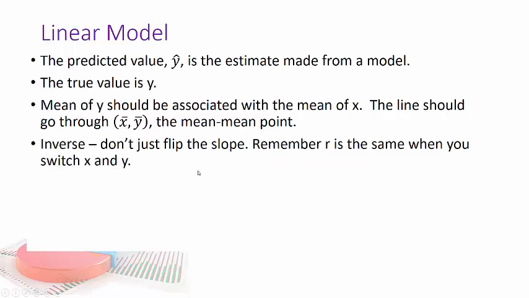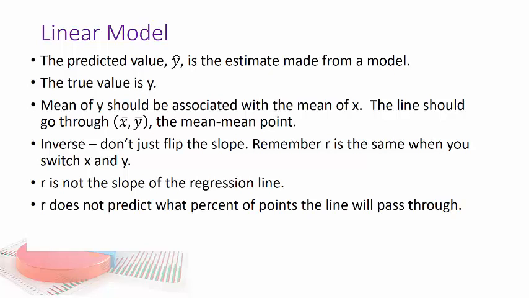Now when you do the inverse, say you want to go backwards, don't just flip the slope. That's tempting, but it doesn't work, because r is the same both ways when you switch x and y. So we'd actually have to do a separate calculation for the slope there. Also remember, r is not the slope of the regression line. It is the slope of the line that goes through the standardized points, where we're talking about the number of standard deviations.